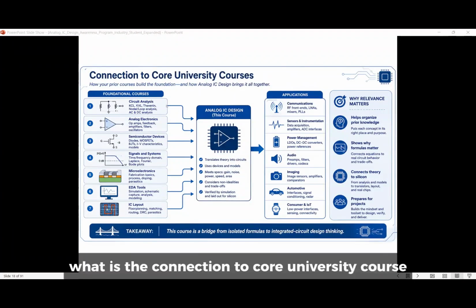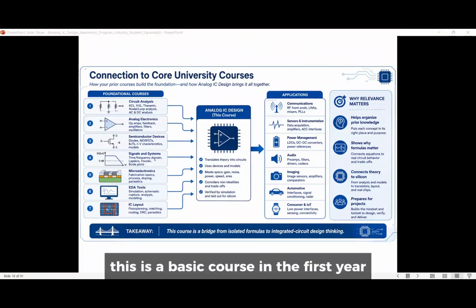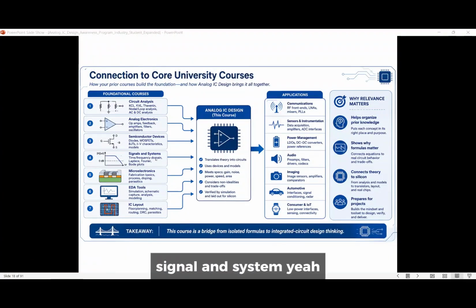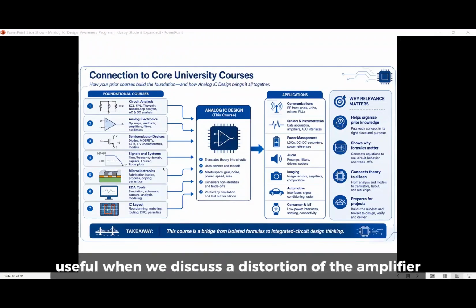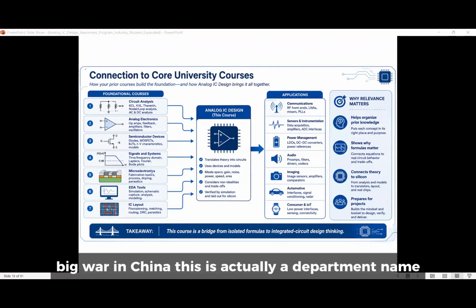Okay, so what's the connection to core university courses? I think we have studied this before. Circuit analysis and analog electronics are basic courses in the first year. Semiconductor physics is quite important in the second and third year. Signal and system, as we have mentioned, is useful when we discuss distortion of the amplifier. And microelectronics, this is a big word in China. This is actually a department name.